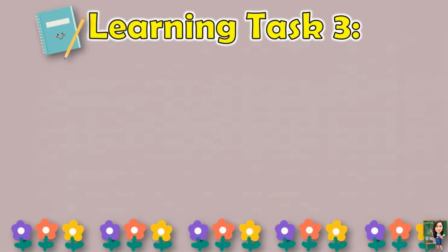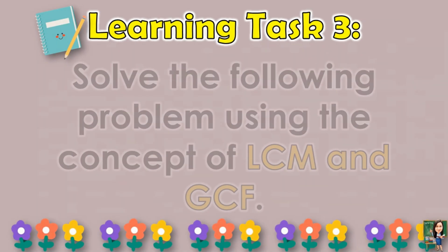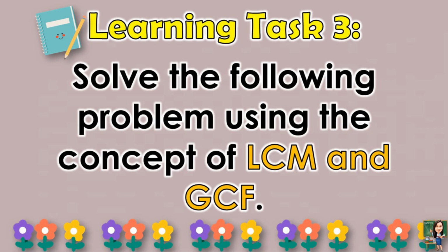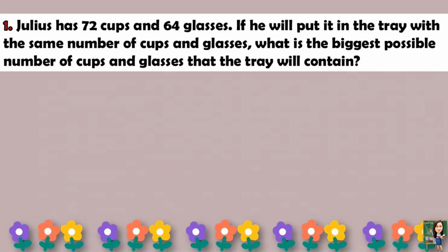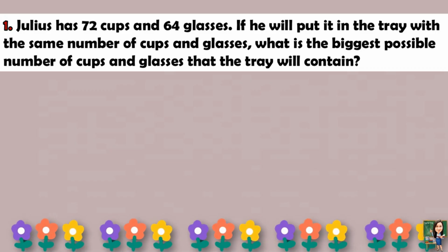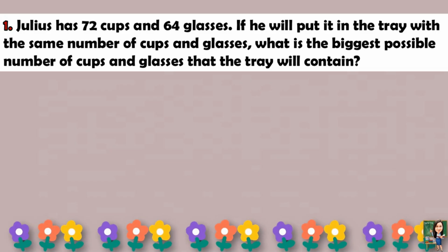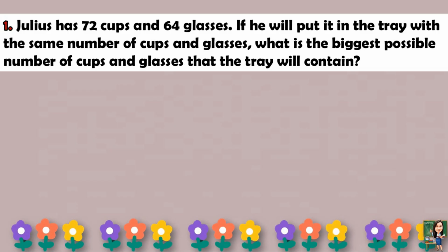Next activity, Learning Task 3. Solve the following problem using the concept of LCM and GCF. Number 1. Julius has 72 cups and 64 glasses. If he will put them in trays with the same number of cups and glasses, what is the biggest possible number of cups and glasses that the tray will contain?